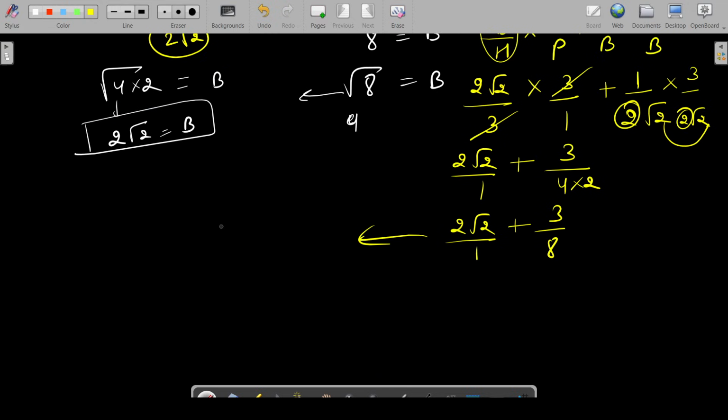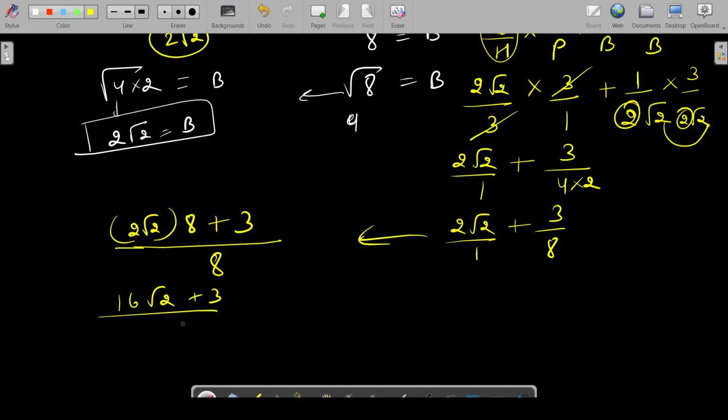Fine. So let's take out the LCM. It's going to be 3 into 8 plus 3, which is 24 plus 3, upon 8. So this is my final answer.